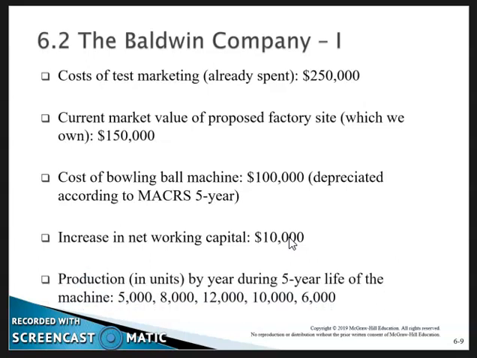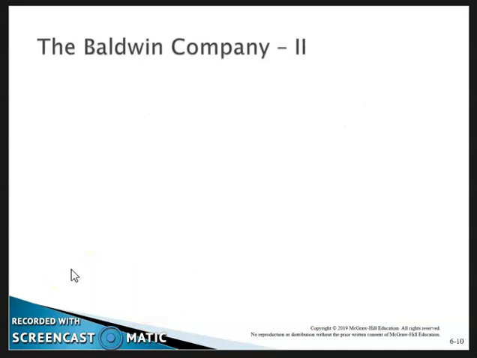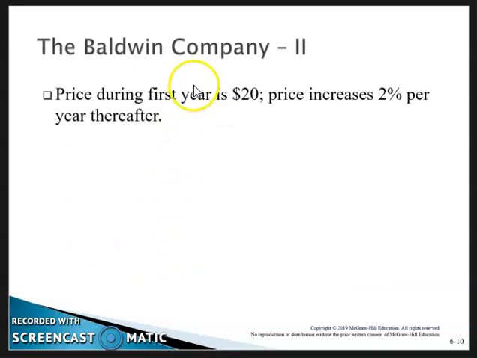Then they give us production in units by year for the 5-year life: 5,000, 8,000, 12,000, 10,000, and 6,000. The easiest thing to do here is to create a spreadsheet. This 5,000 is year one, and 6,000 is year 5. We enter them across the top, we enter the periods, and then we can do our calculations based off those units. During the first year, the sale price per unit is $20, and it's going to increase 2% per year. So that's an inflation consideration.